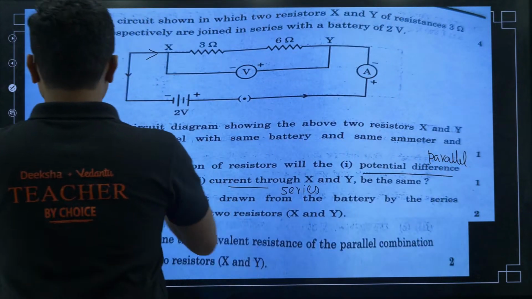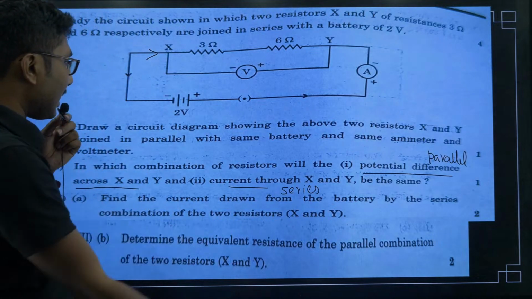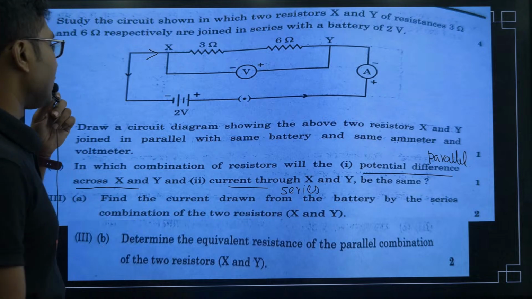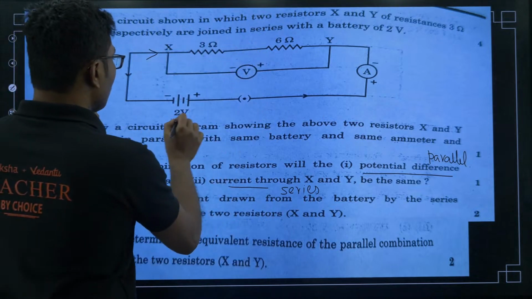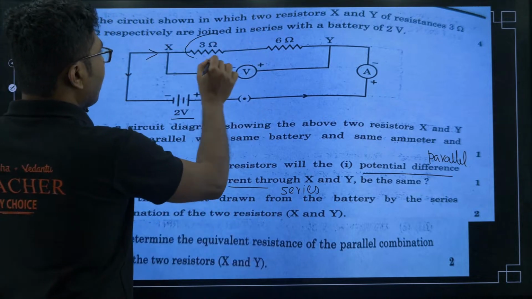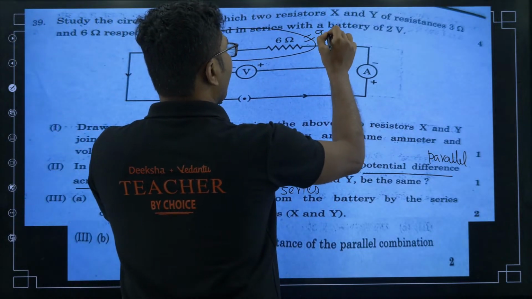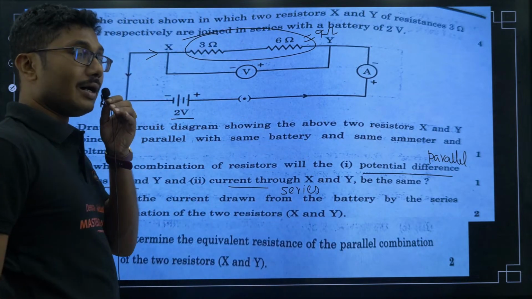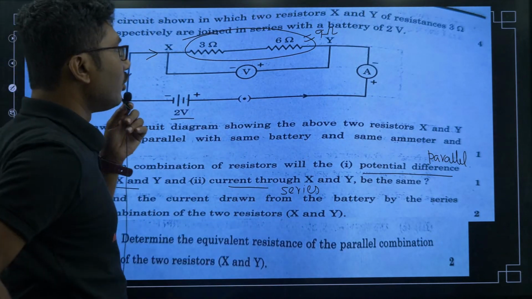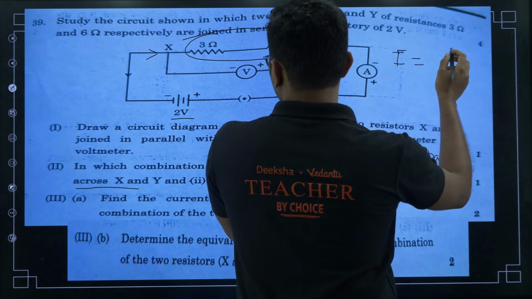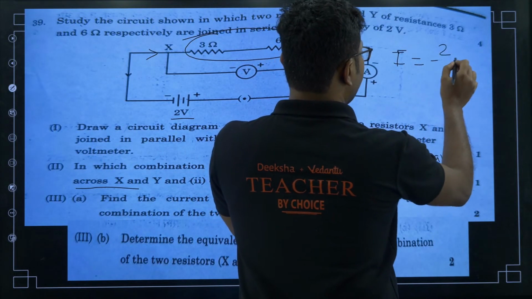Find the current drawn from the battery by the series combination of the two resistors. So what is the current drawn in the circuit? 2 volt is the voltage. If you consider the series combination, the total resistance will be 9 ohm. So 9 ohm is the resistance, voltage is 2 volt. So current I will be equal to V by R, so 2 by 9.